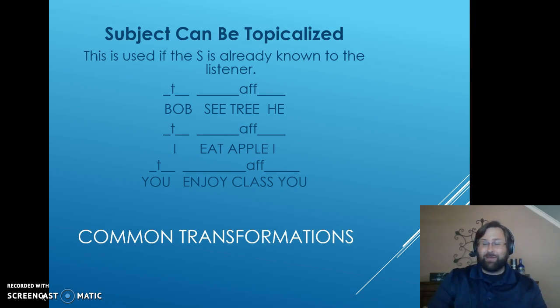Oh, I signed it this way. I signed it with the pronoun at the end. Though I could have also signed it with the pronoun at the beginning. So I could have also said, Bob, he see tree. And that would be fine too. And that would be something like, oh, as for me, I eat apples. Or, oh, you know me? I eat apples.